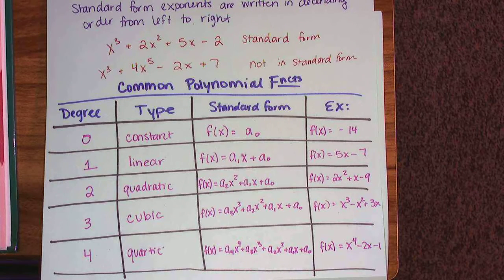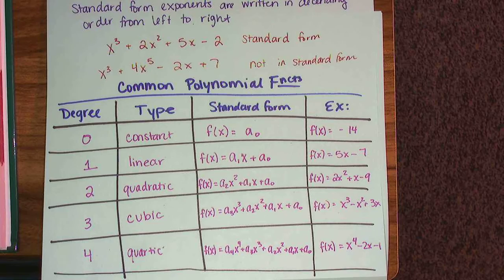It's going to ask you for the degree, which is these things right here. You may have one bigger than that. You could have x to the 10th, in which case it's just degree 10, but we're not going to call them anything specific at that point. They do have names, but we're not going to call them that.